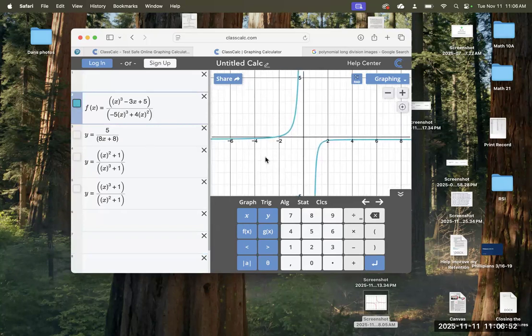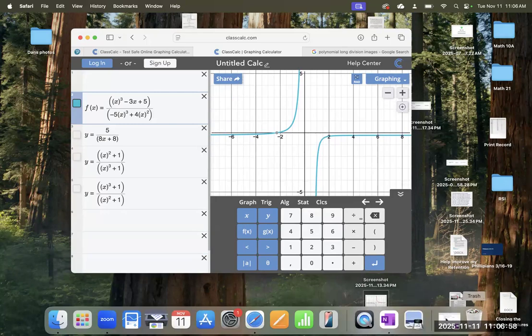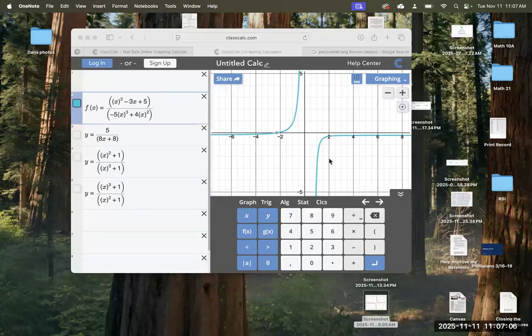So you can visually observe. Let me just review. We said the answer here was -1/5, as we go to positive and negative infinity. So let's look at the graph and verify that.